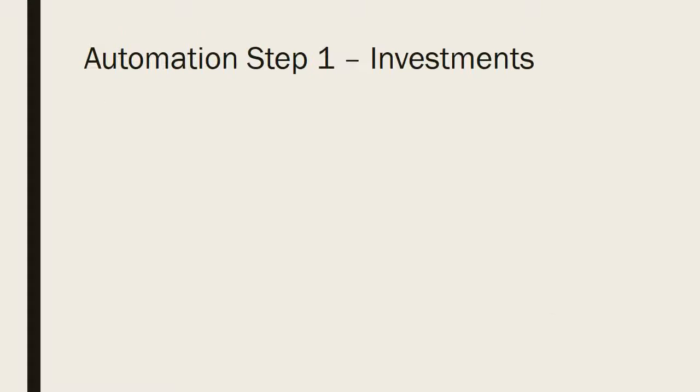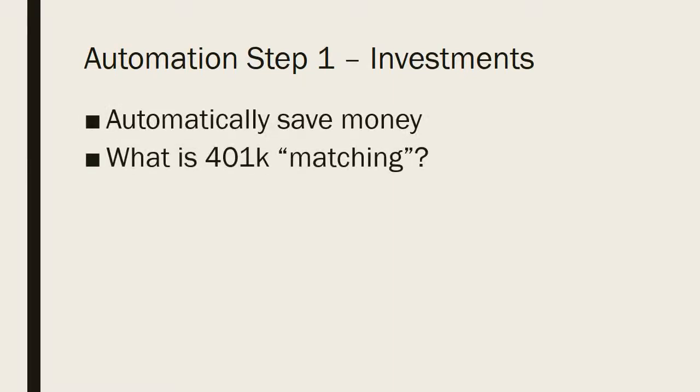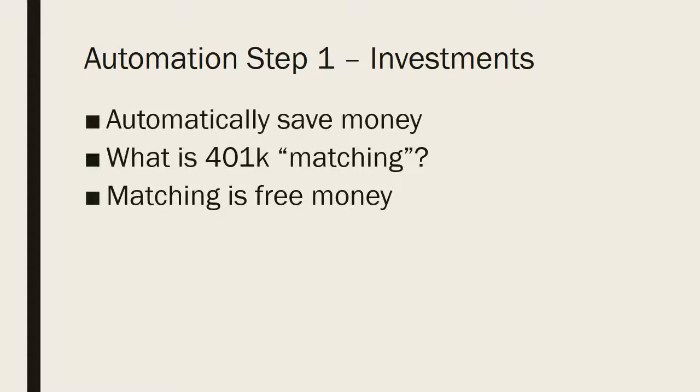So once we have enough money, what we need to start doing is to automatically save and invest some of that money. If you work somewhere where 401k matching is a possibility, well, we will talk more about this in section 6, but for now you need to know that matching is free money, and we always say yes to free money. Again, we'll hit that in section 6, so don't worry too much about it, but as far as automation is concerned, that's what you need to know about 401k matching.